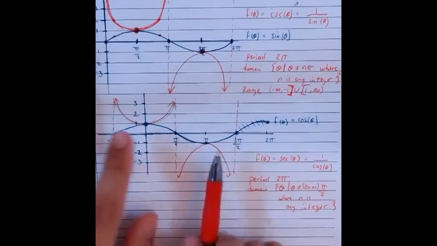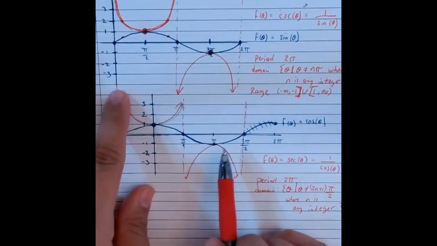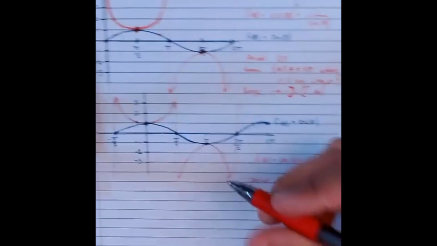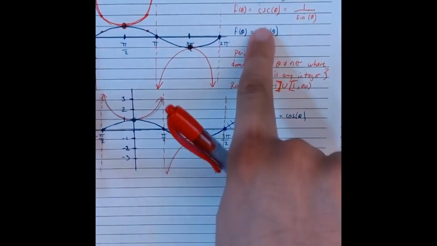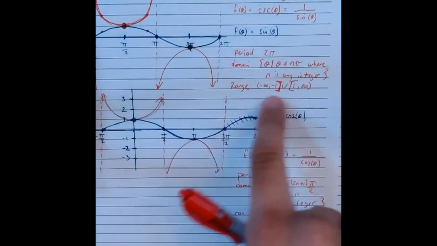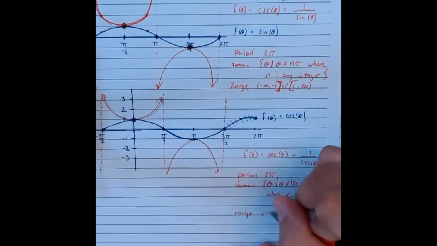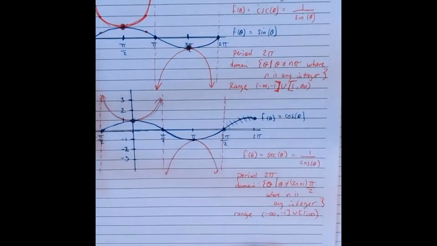And the range is the same as the range of the cosecant function. It goes up forever and down forever, but you're missing anything between -1 and 1. So the range of the secant function is the same as the range of the cosecant function. It's everything except for the stuff between -1 and 1, which we can write in interval notation from -infinity to -1, union with 1 to infinity, just like that.